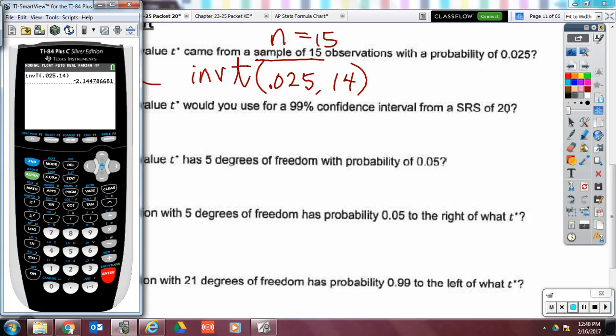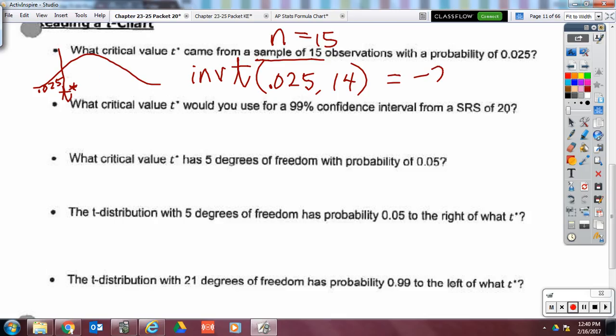Do you see how long it takes to think? Look at how long it takes for that to actually compute. Do you know why it takes so long? It's got to sort through the curves and find T-curve number 14 and that formula, and then compute it. It's not like the normal curve, which is automatically one particular function. So this is at negative 2.14.